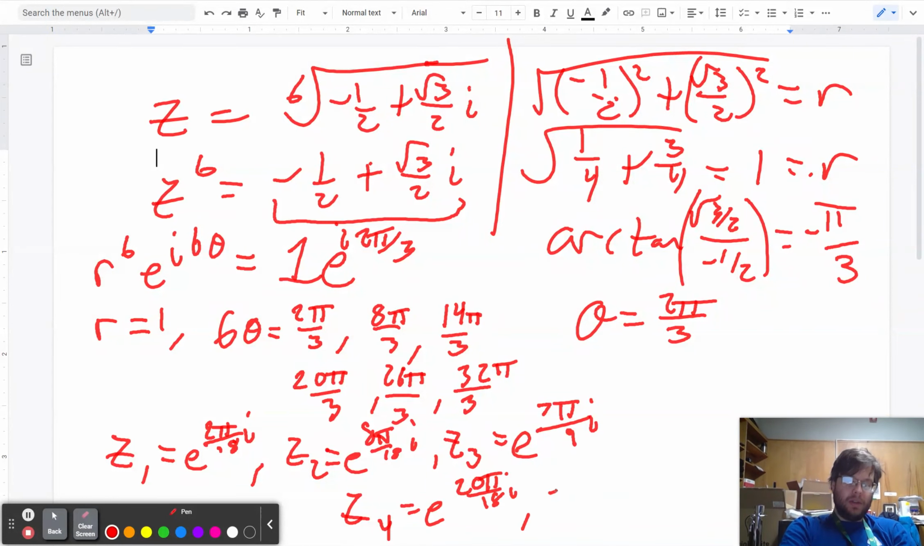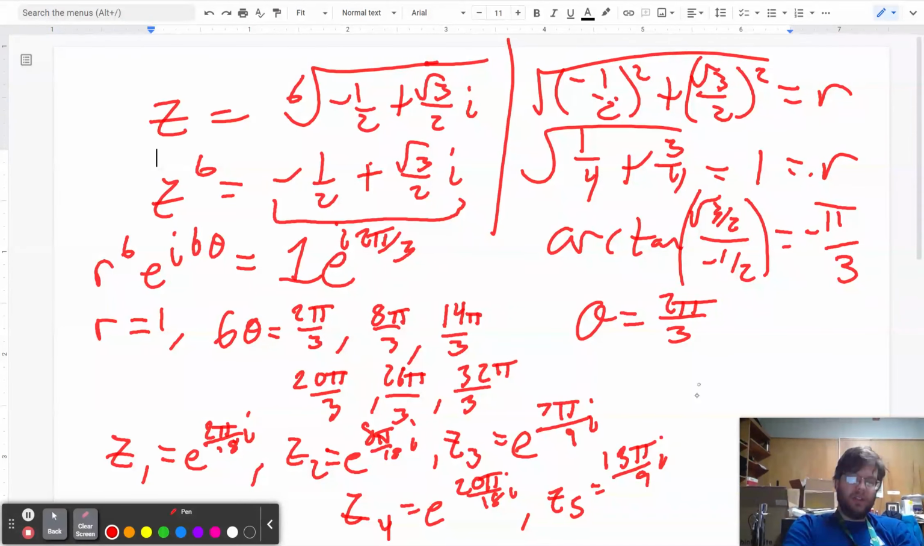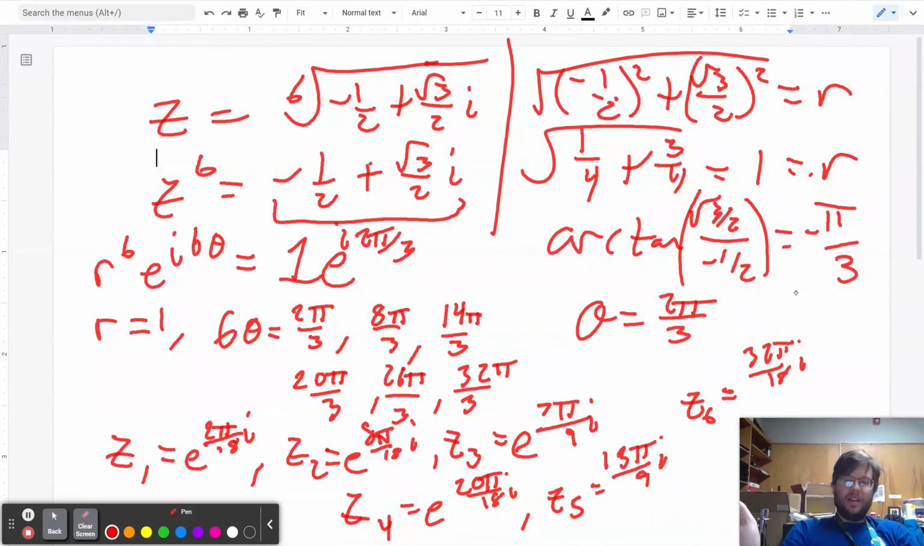So there's z4, there's z5, 13 pi over 9, just to show you can reduce it. And z6 is 32 pi over 18 i. If you added one more and got 38 pi, that'd be 2 pi more, 2/18 pi more than z1. So you're just recirculating through what you've done before.